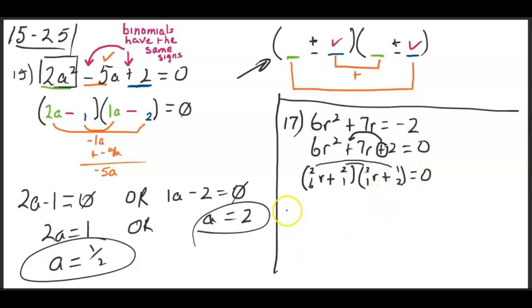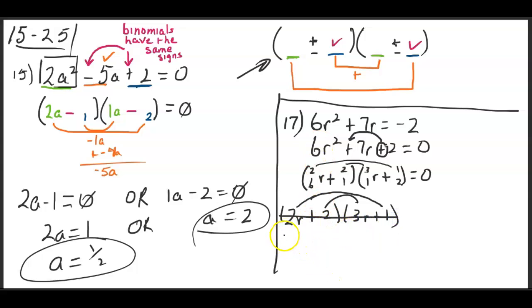Now if you need to, go ahead and write your options out this way. So you can see there's your 6r squared, there's your 2, okay? And then think about 2 times 3 is 6, 2 times 3r is 6r, 2r times 1 is 2r, 6r plus 2r is 8r, so that one doesn't work, right?